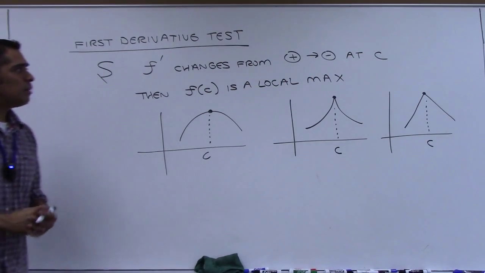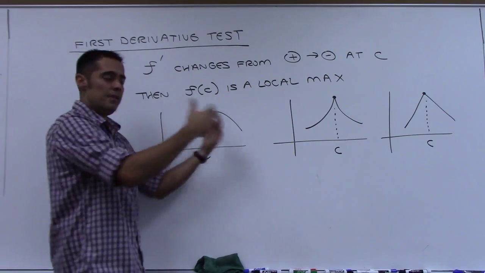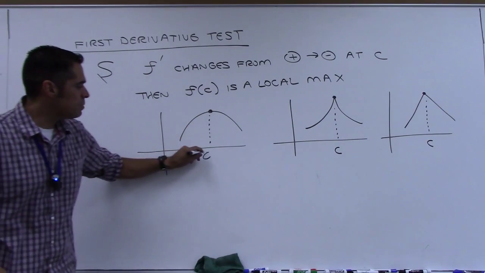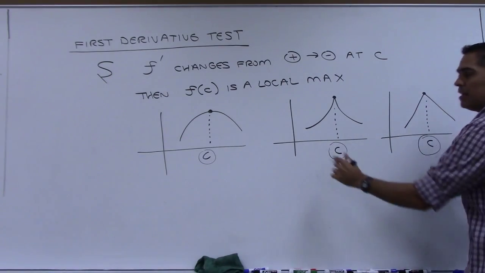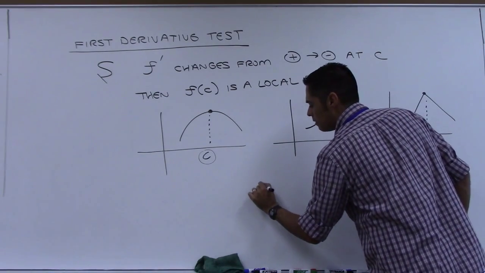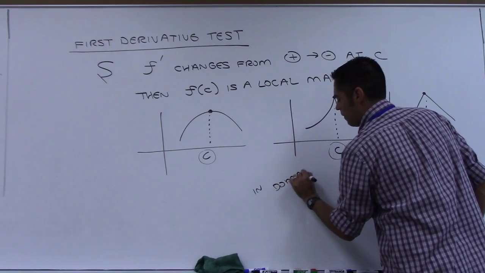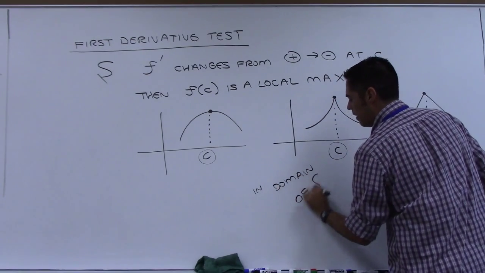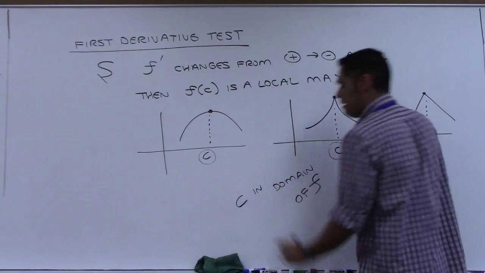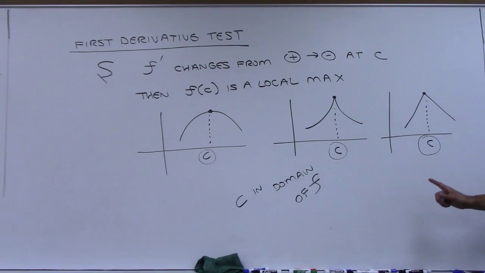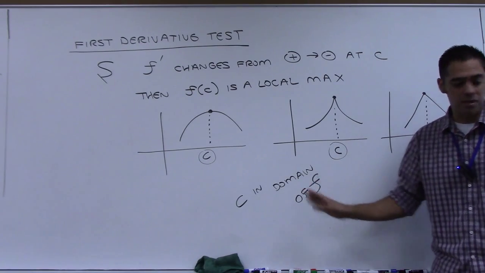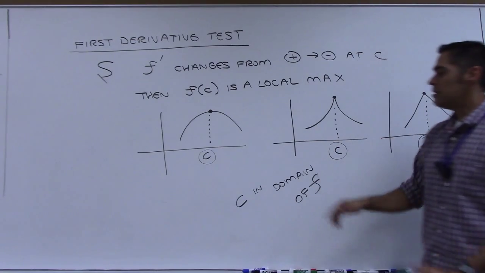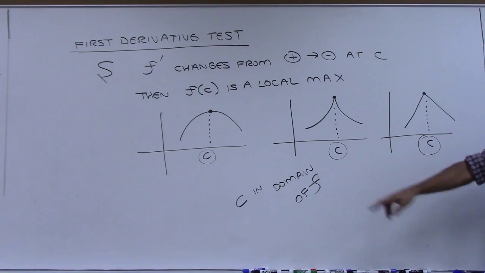So if we switch over from a positive to a negative derivative at some point C, then as long as that C is in the domain of the function, and that's a big thing, C must be in the domain of the function for this to be right, we should have a local max there. Let me give you an example of something where you could get yourself in trouble if you're not paying attention to the fact that it has to be in the domain.